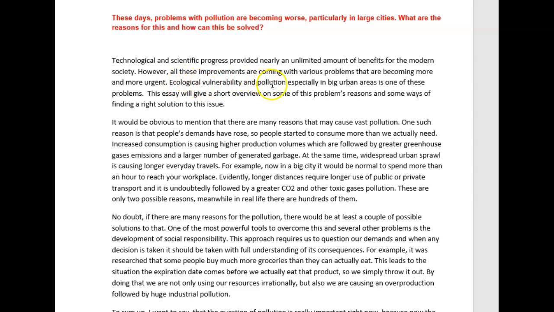Ecological vulnerability and pollution, comma, especially in big urban areas, comma, is one of these problems. This essay will give a short overview on some of this problem's reasons and some ways. How about to find some ways of finding? It just feels a little strange to me. You know what it is? It's a lot of unnecessary words. You could have just said, and some proper solutions to this issue. That would have been a good way to say this.